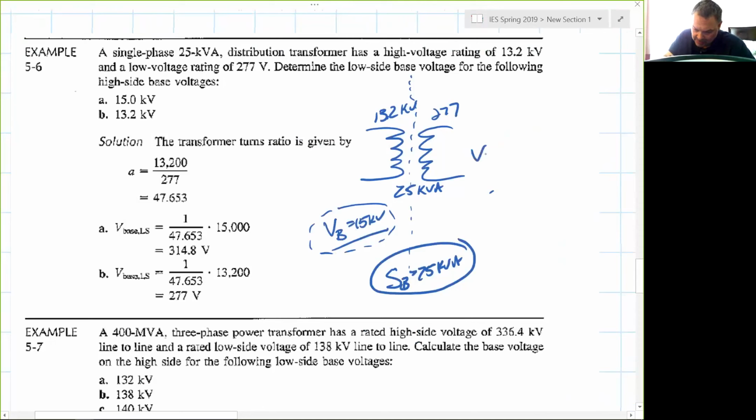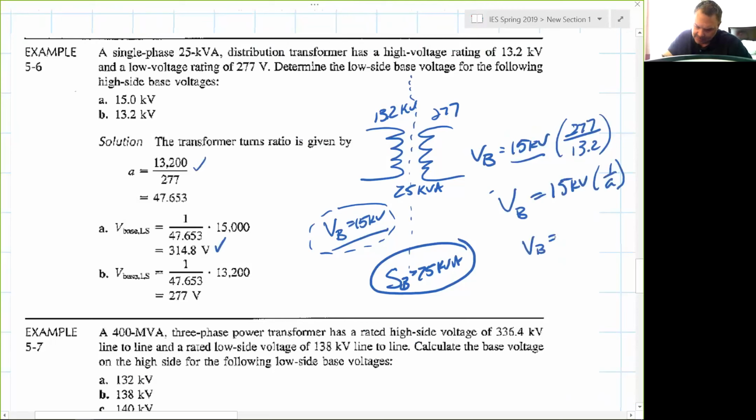So V base over here would be equal to 15 kV, and we have to ratio that down to 277 over 13.2. So the base on the low voltage side, the turns ratio, is 13.2 over 277. So this is the same as 15 kV times 1 over A, and V base over here turns out to be 314.8 volts, which is what they did right here, that calculation right there.